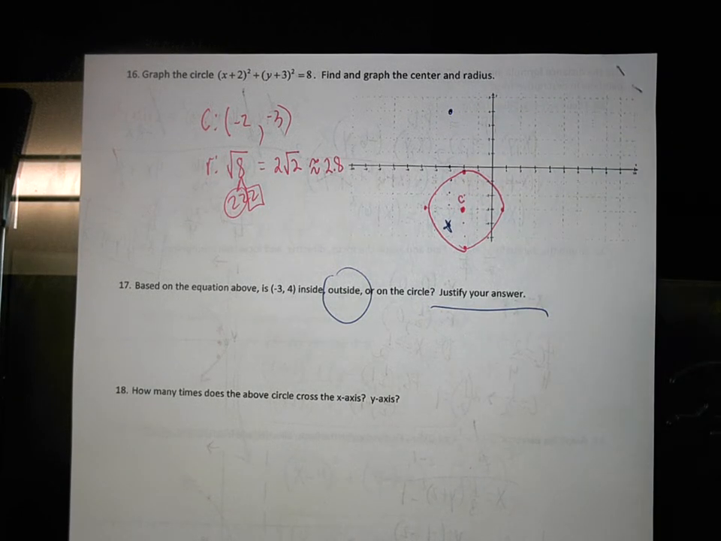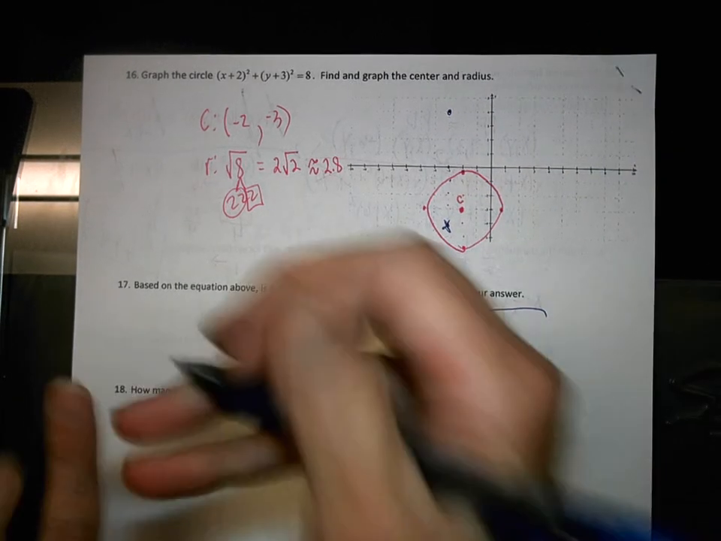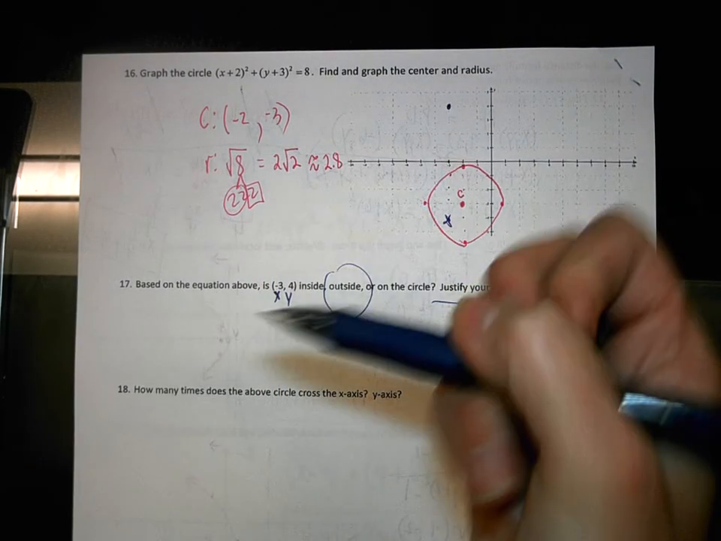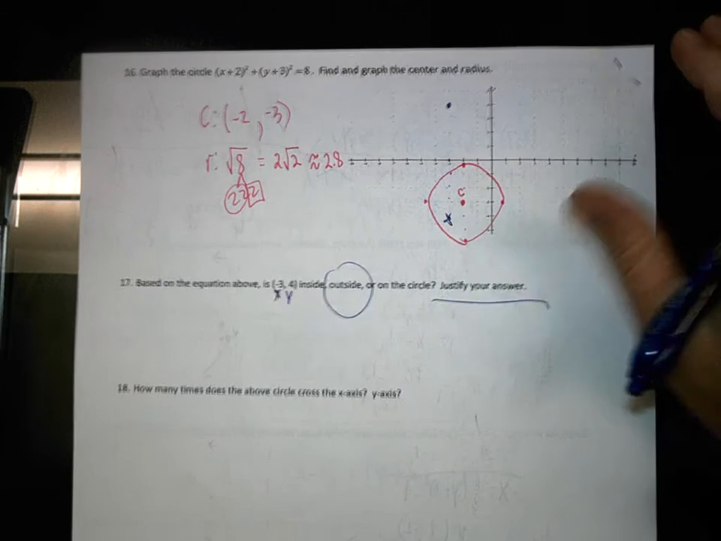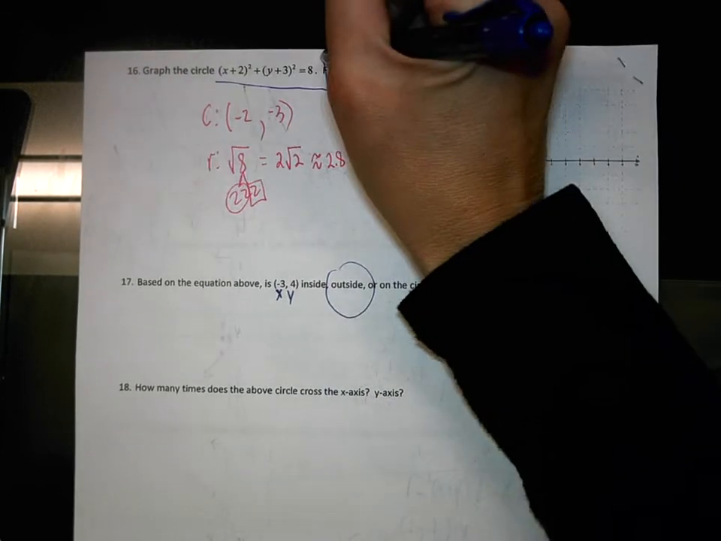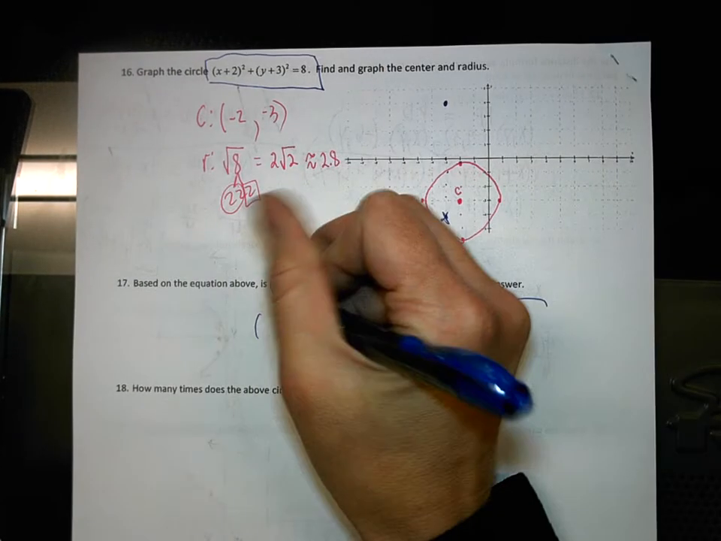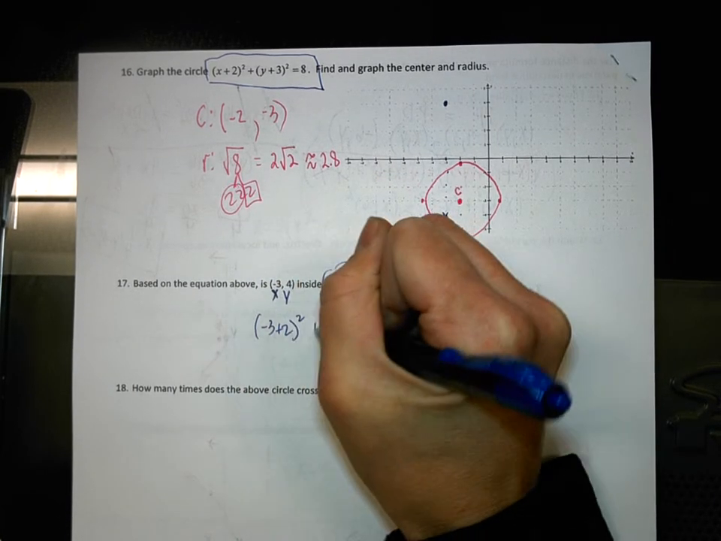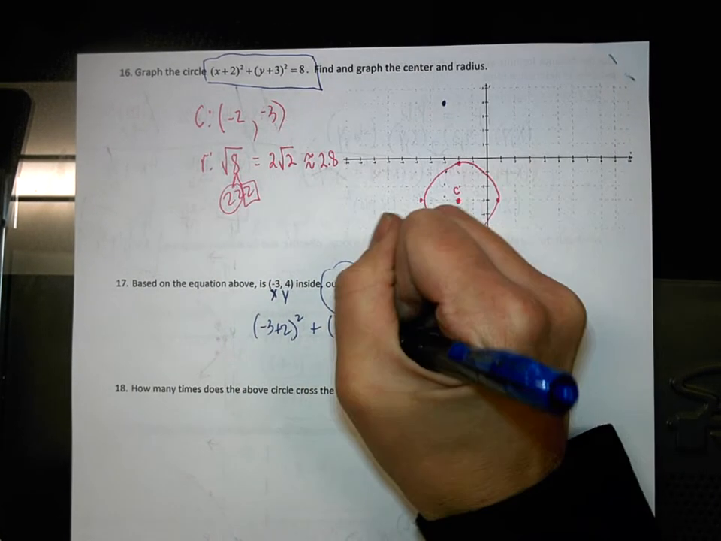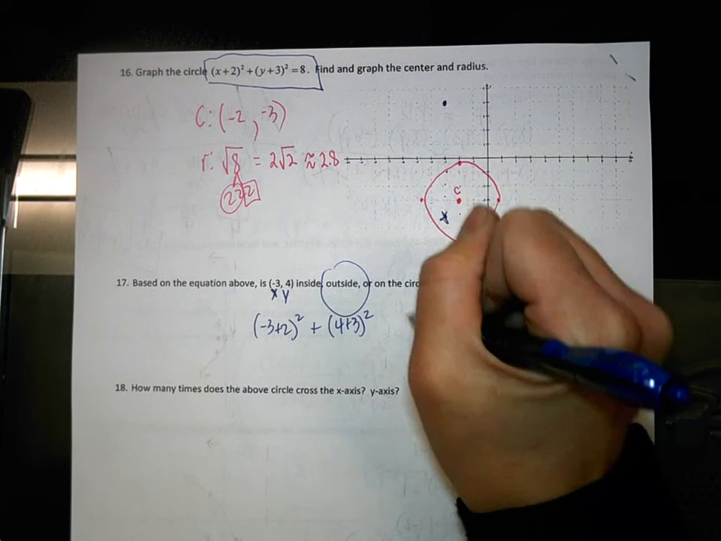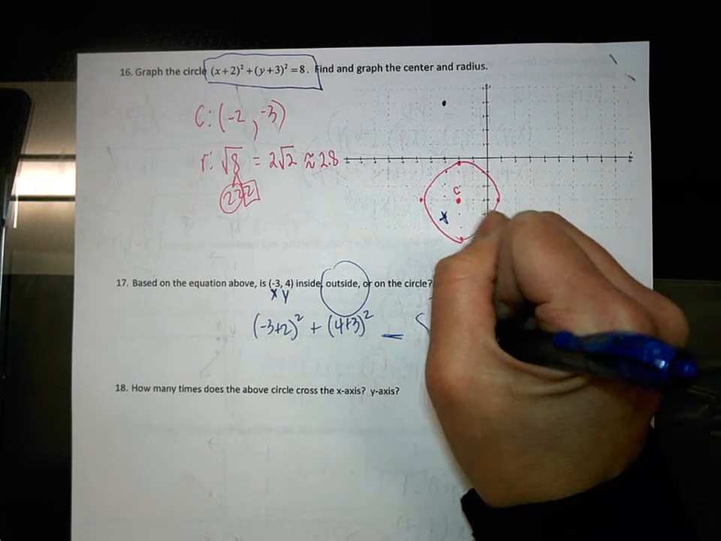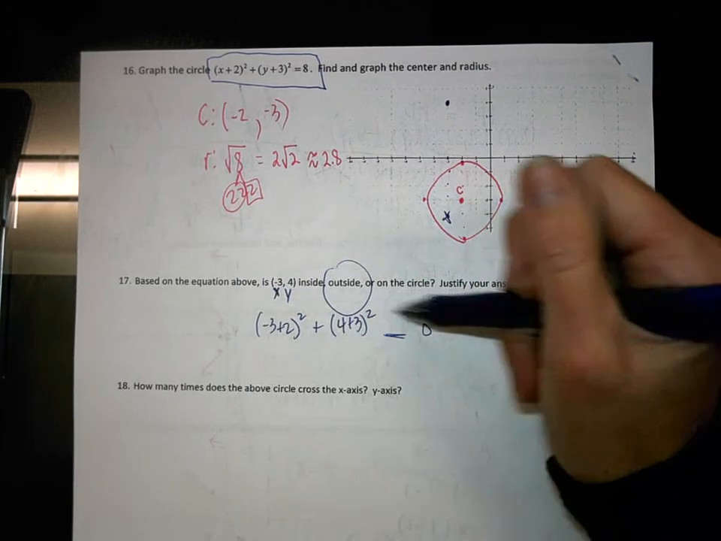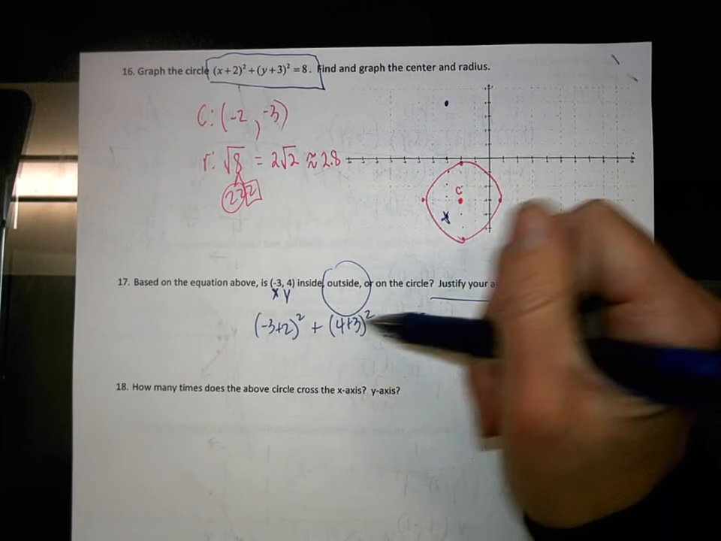Mathematically, you can show that it's outside the circle by plugging these values into the equation. If we go back to our equation, instead of writing x, I'm going to put negative 3 in for x plus 2 squared, plus for y I'm going to plug in 4, so 4 plus 3 squared. Basically I'm wanting to see what happens in terms of 8. If it equals 8, it's on the circle. If this value is greater than 8, it's outside the circle. And if this value is less than 8, it's inside the circle.